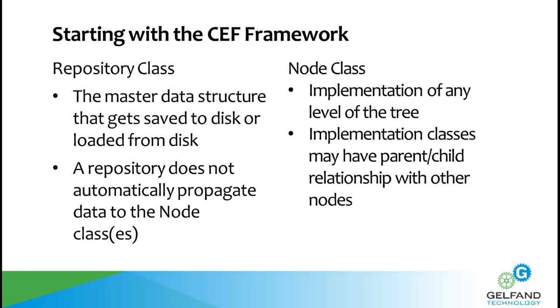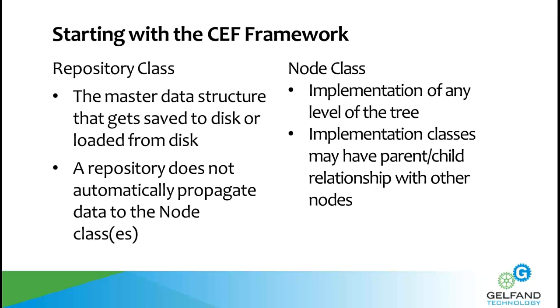So starting with the CES framework. So if you haven't used this before, which I'm presuming most people in the room haven't, except for the fact that we've got a lot of NI people here who helped develop it, there's two classes that you need to know of and inherit from. There's the repository class. The repository is the master data structure that gets saved to disk or loaded from disk. A key to be aware of is that the repository does not automatically propagate data to the nodes, and the nodes do not automatically propagate data to the repository.